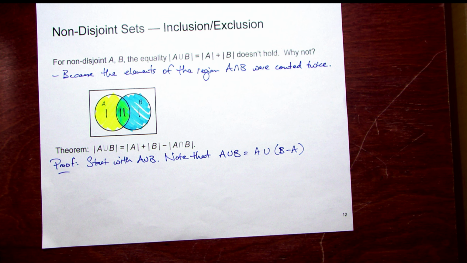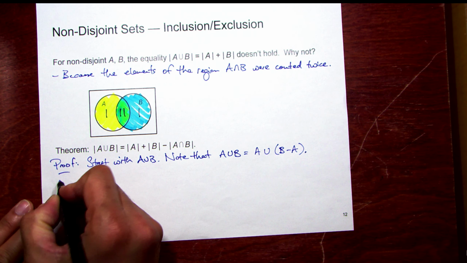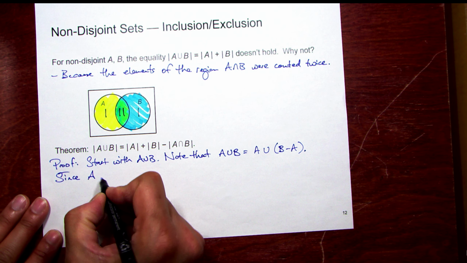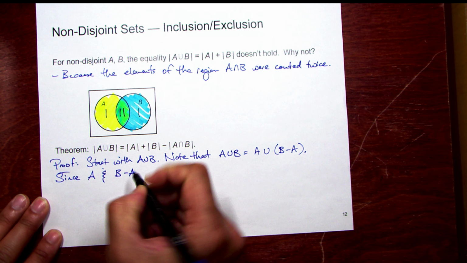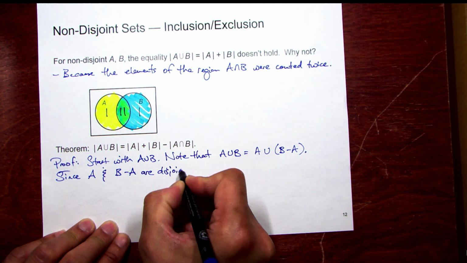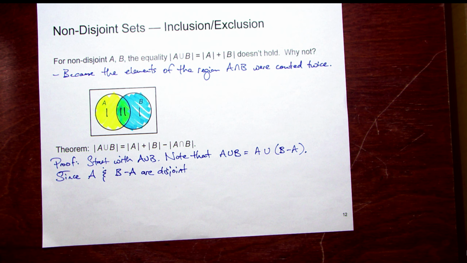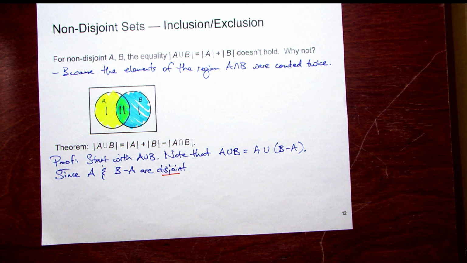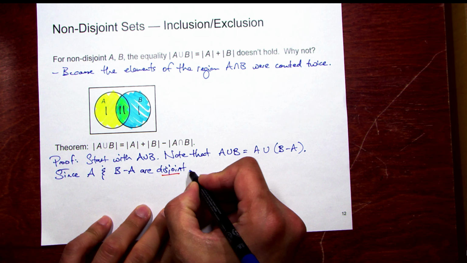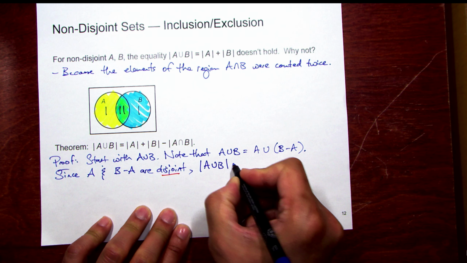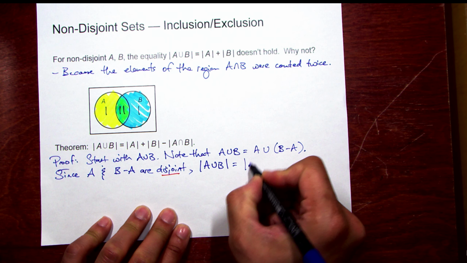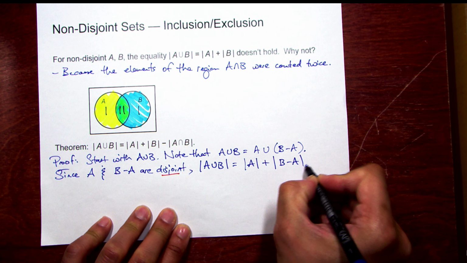So we might want to verify. Let's just write down what we're gunning for here. Since A and B minus A are disjoint, and we haven't proven that, and we might, as a formality, go and prove that, the size of A union B, we can use the rule of sum on this thing. So it is equal to the size of A plus the size of B minus A. And that's just by the rule of sum.